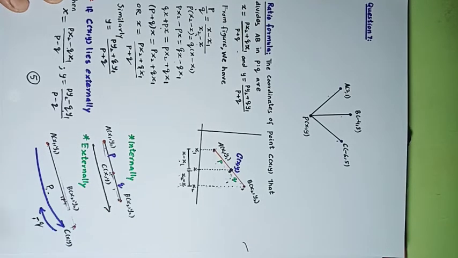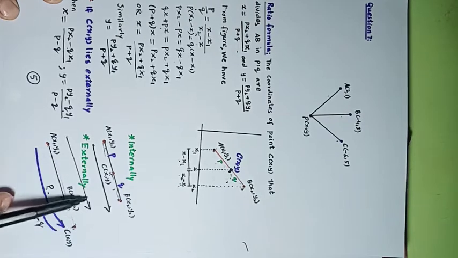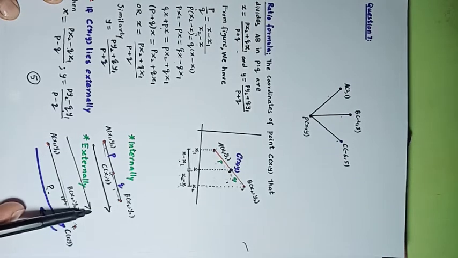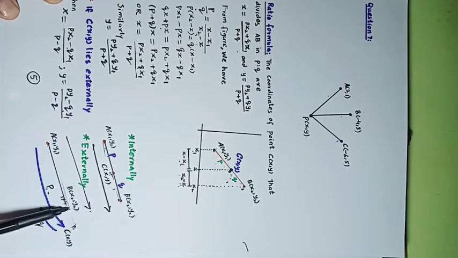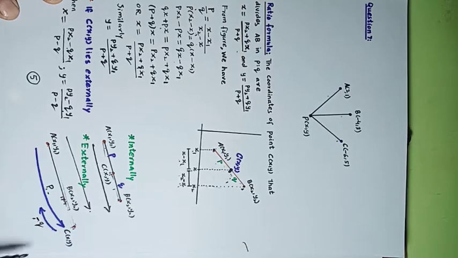But in the case of externally, we observe that the direction of AB is this one. Here AC is this one. It is in the direction of AB, but CB is in this direction, which is the opposite direction of AB. Since in this case CB is in the opposite direction of AB, the length of CB is marked negative. So it is minus Q.